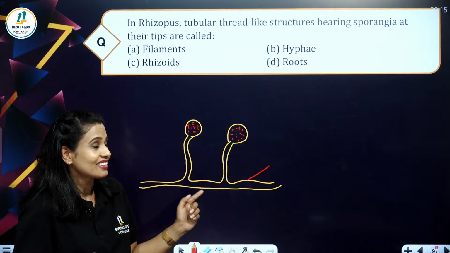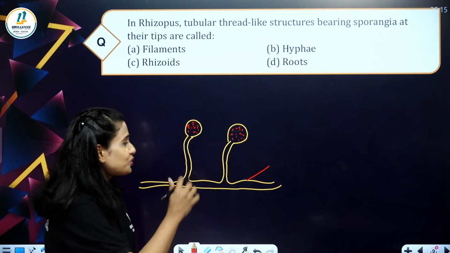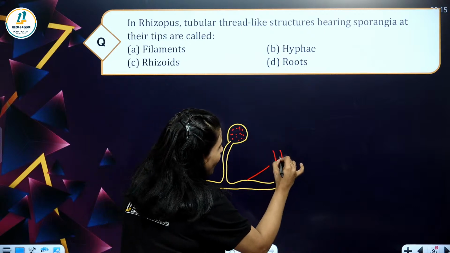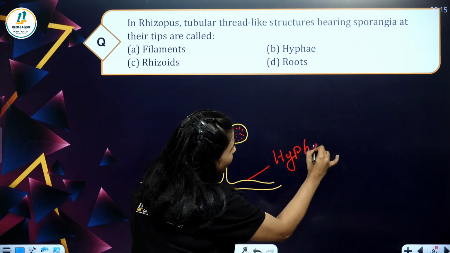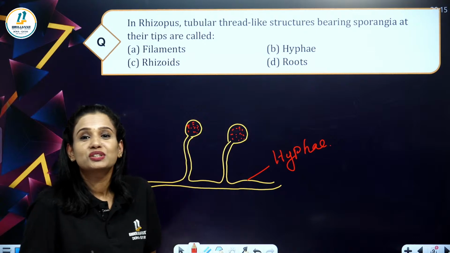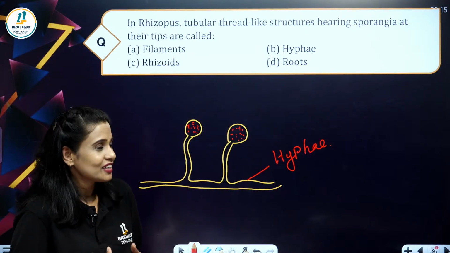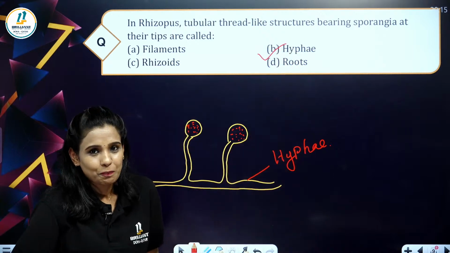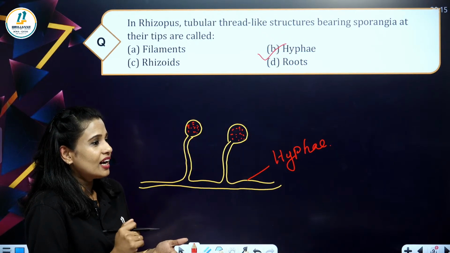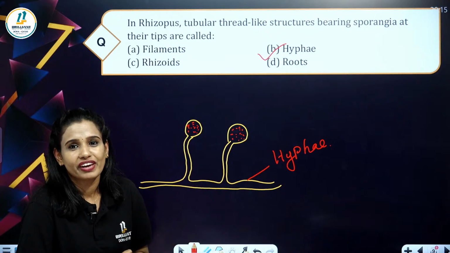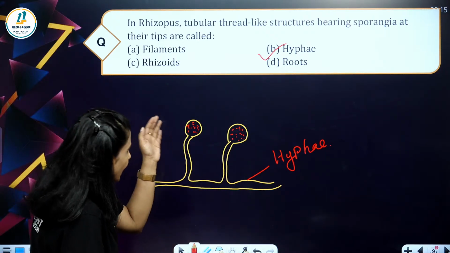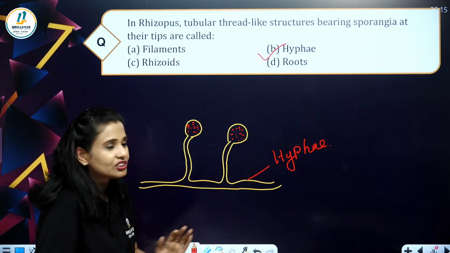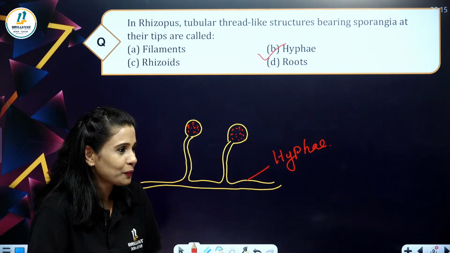What are these tubular structures known as? These tubular structures are known as hyphae. So which is the correct option? Option B, hyphae. So this is the sporangia and the tubular structure known as hyphae.